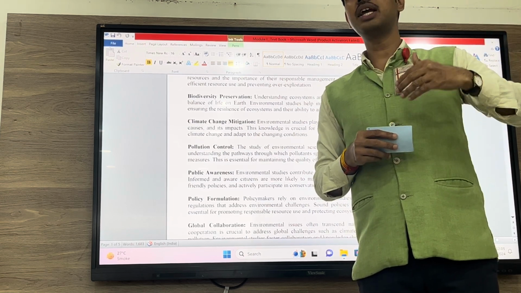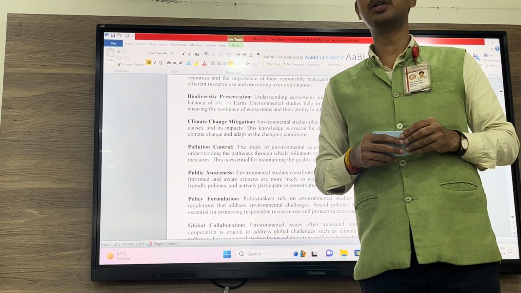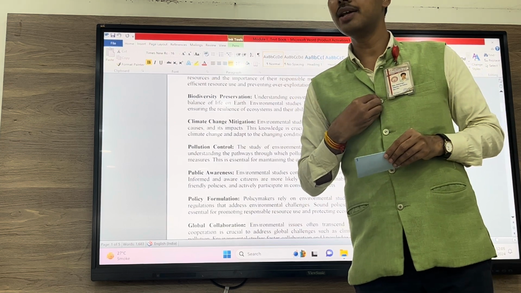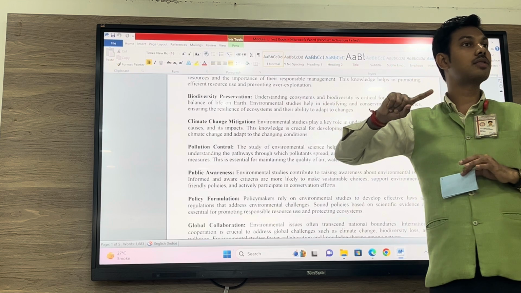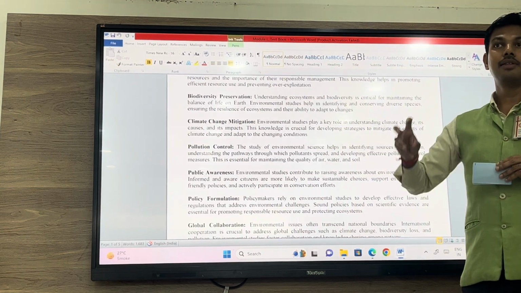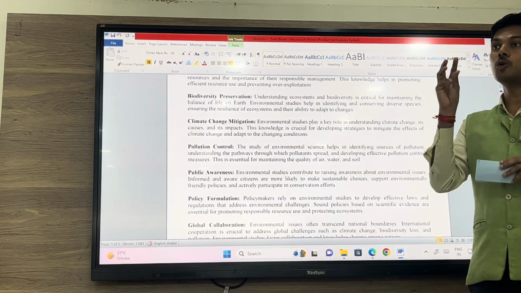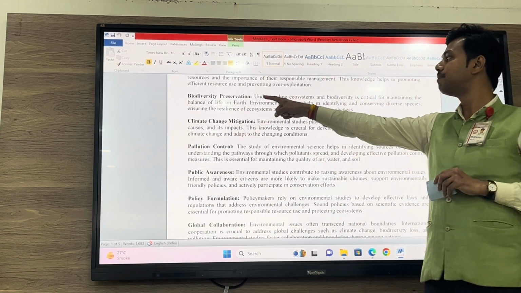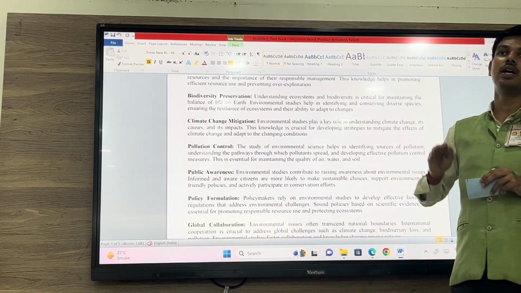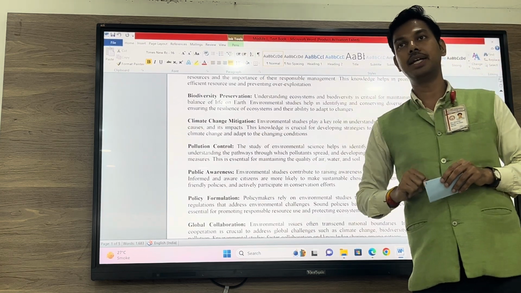What if it doesn't rain and the plants don't get water? Can we get food grains? So it means this is the subject which talks about biodiversity. This is a subject which talks about preserving all the species that we have so that the balance of life on earth can be maintained.